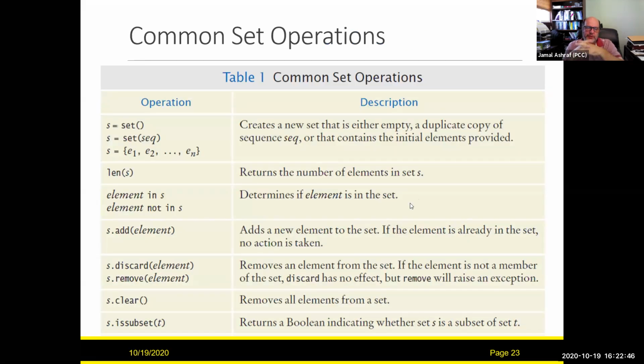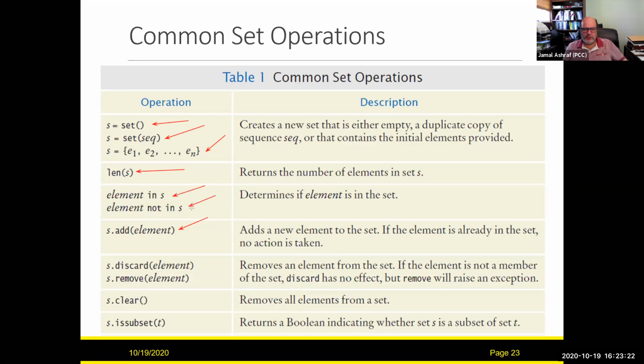So the set operations: we can create an empty set. We can get a sequence and put it in there, or that would be like a list type of thing. Or we can put it element by element in braces when we are creating it at the beginning. After that, we can use add to add the elements to our set. We can use the list to see how many elements we have. We can check to see if an element is there or not there.